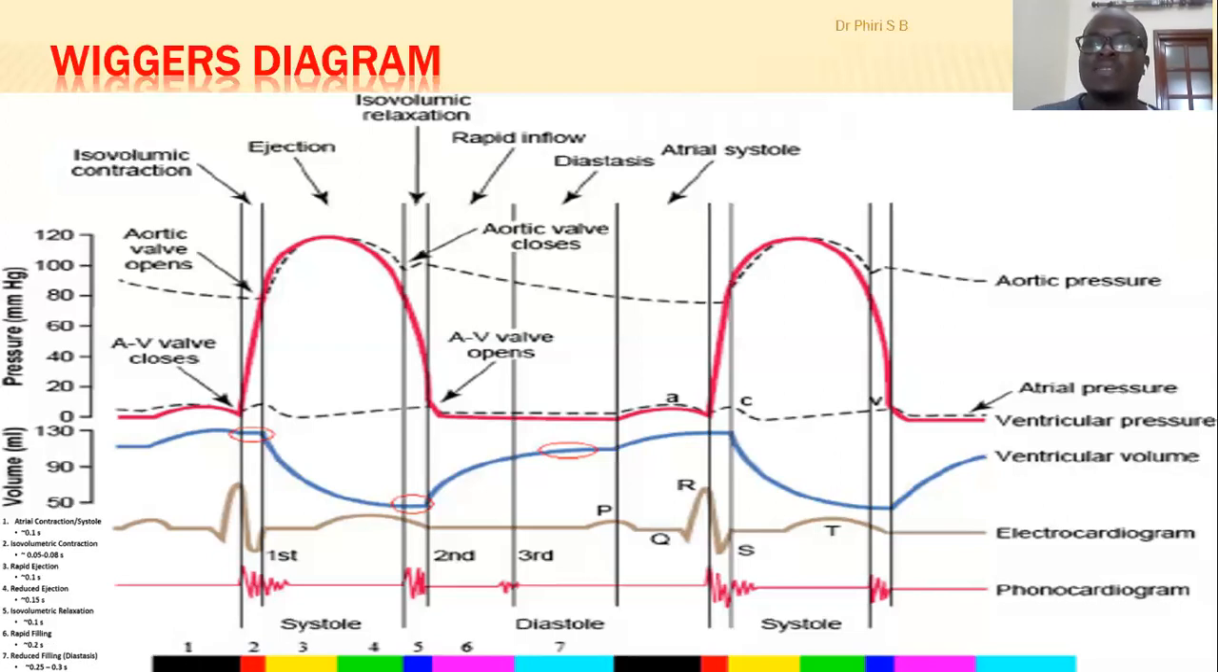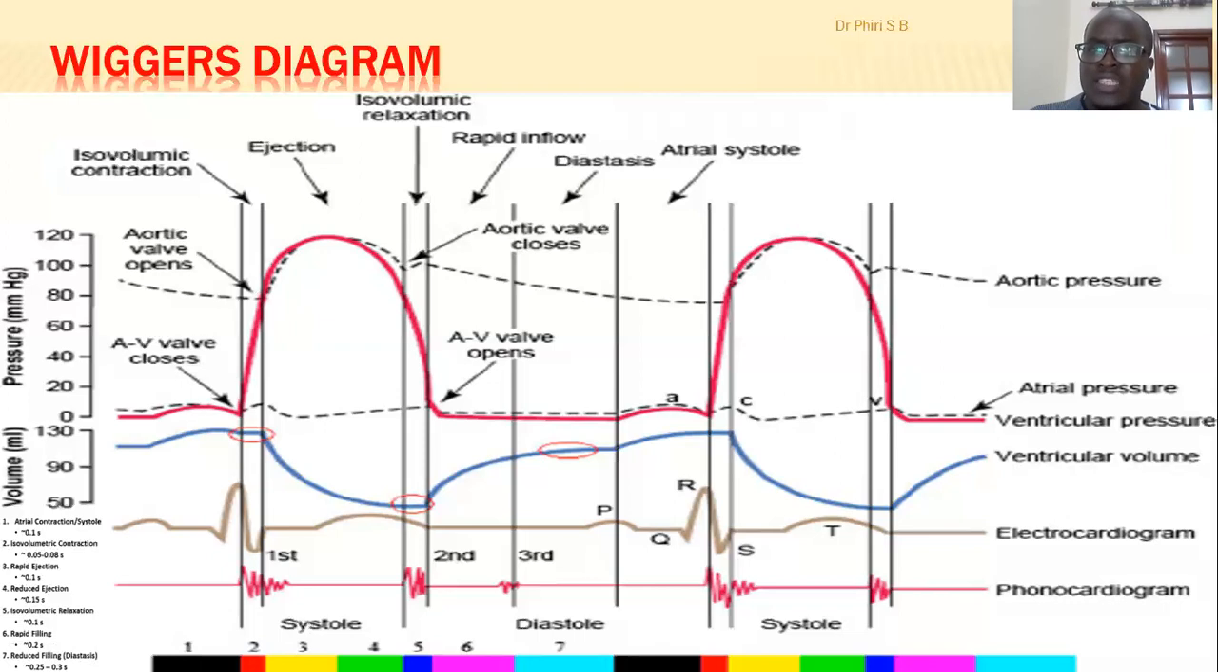So now blood is being ejected into the aorta and also into the pulmonary trunk. With the opening of the aortic valve and the semilunar valve, you will know that the ventricular pressure is still increasing because the ventricles are still contracting. So because the ventricles are contracting, the ventricular pressure you can still see here is still increasing. That will result in ejection of blood into the aorta and the pulmonary trunk.